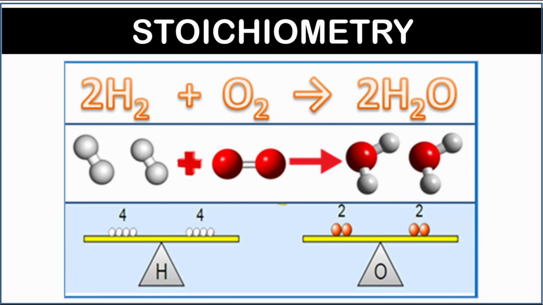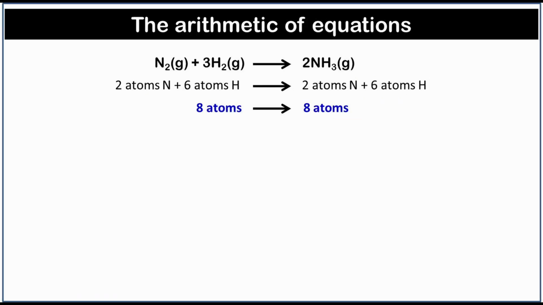In this chapter, the topic of stoichiometry will be discussed. Stoichiometry is the calculation of quantities in chemical reactions. Let's look at an example. Ammonia is produced by the reaction of nitrogen with hydrogen.